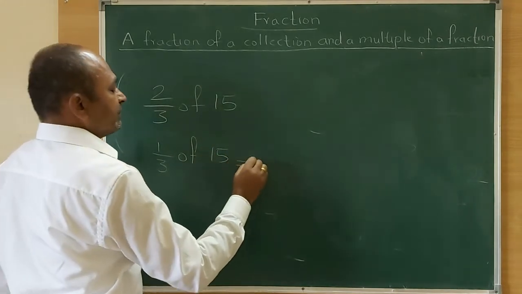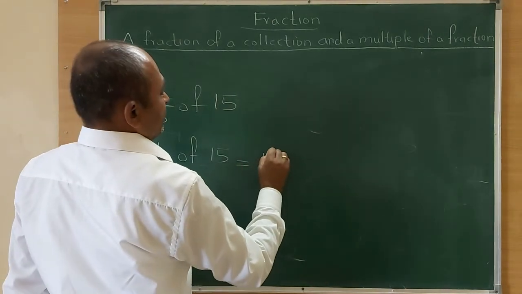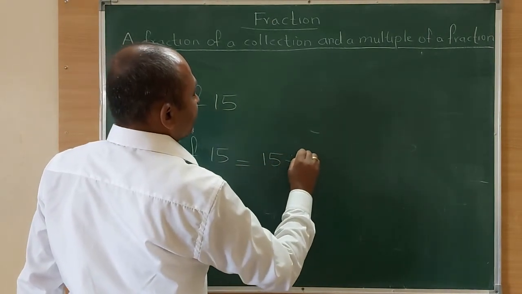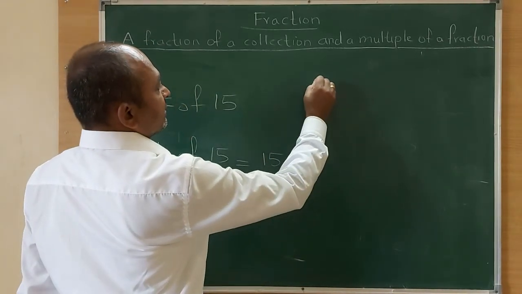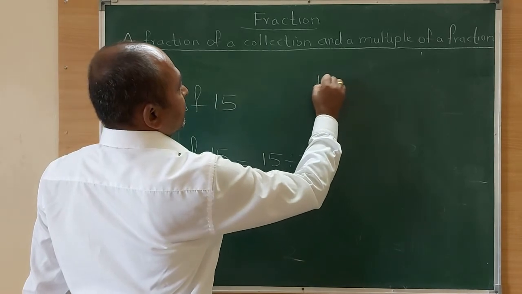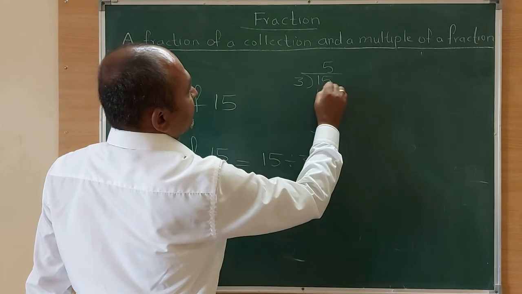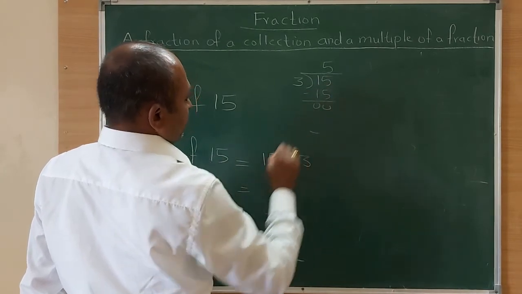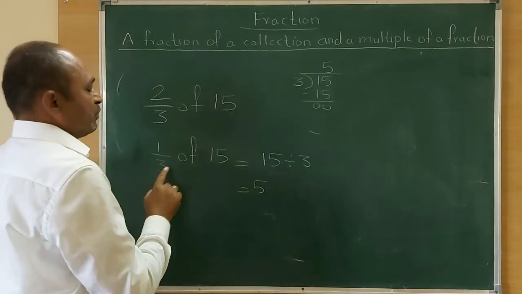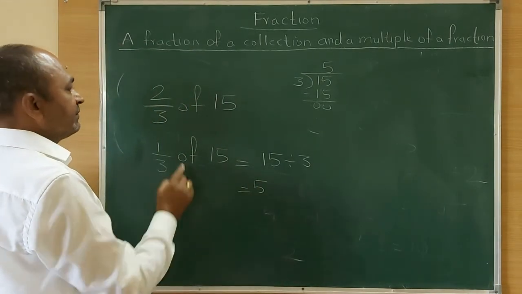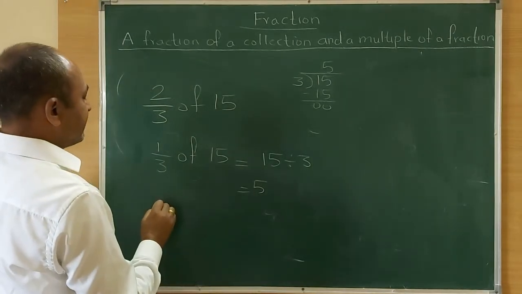1 upon 3 of 15 is equal to 15 divided by 3. 3 5s are 15. So it is equal to 5. So 1 upon 3 of 15 is 5. And how many times do we have to take that? 5 we have to take.